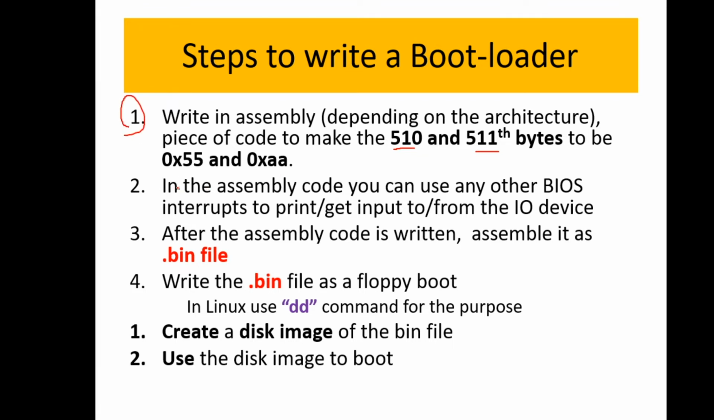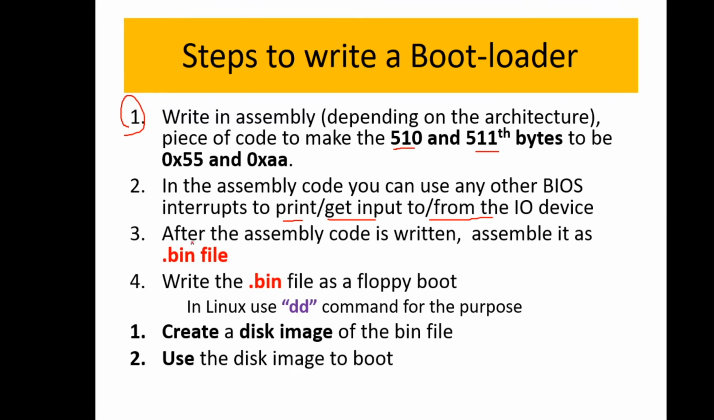The second point is, in the assembly code, you can use any BIOS interrupt to print or to get input to and from the IO devices. So this is your second step. We are going to write assembly code, and through this code we can print any character or number. We can get the input and print it. So the input-output transmission, the peripheral device communication, is going to happen through this assembly code.